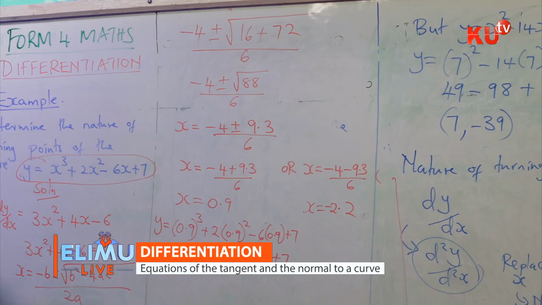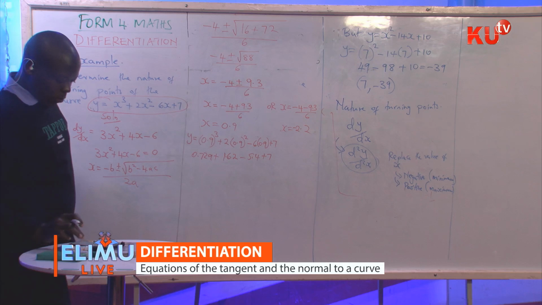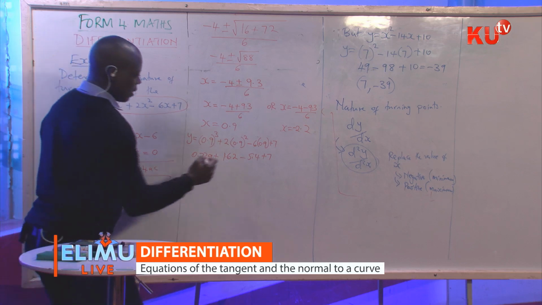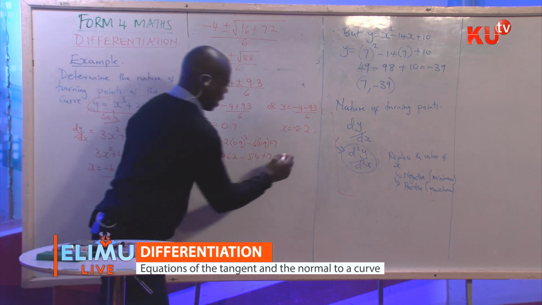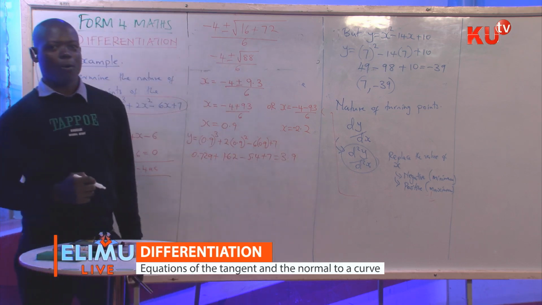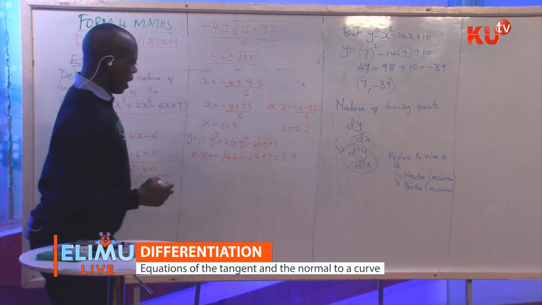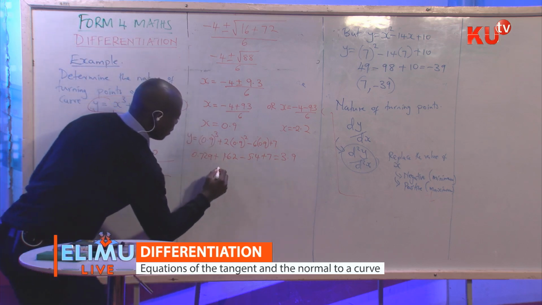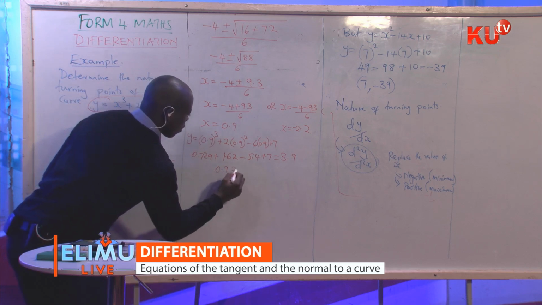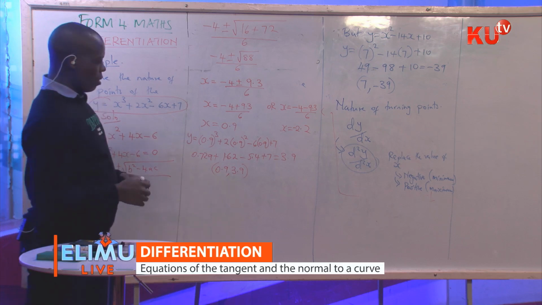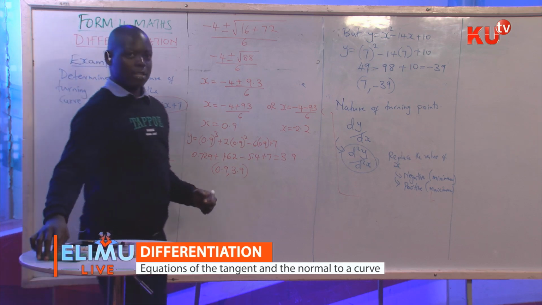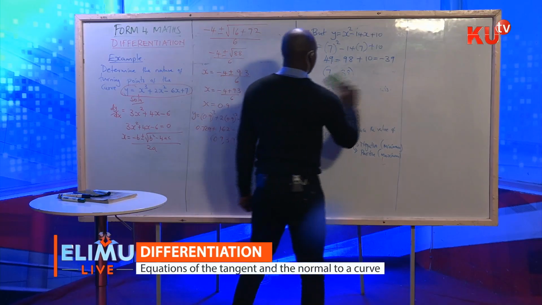So then what's the final solution? 0.729 plus 1.62 minus 5.4, and then you add 7. That will give us 3.9. Students, therefore our y is 3.9. Then it means the point is 0.9, 3.9. That is the value of y.